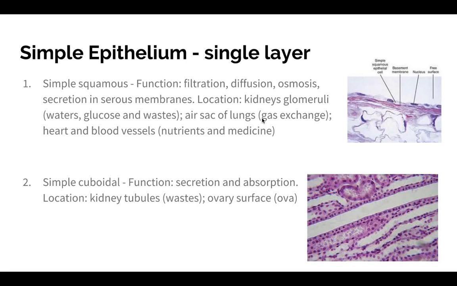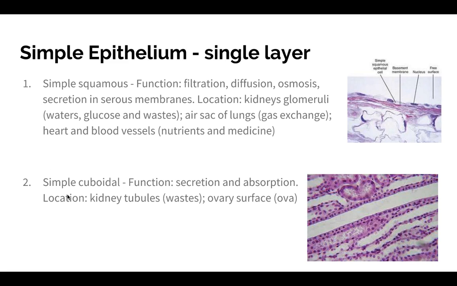and they go back and forth in order to remove them from the body. In your lungs, we have gas exchange. We need that to be a very thin, flat layer of cells so gas exchange can occur quickly. And we have the heart and blood vessels, in which nutrients and medicine can be moving in and out of the tissue as much as possible.